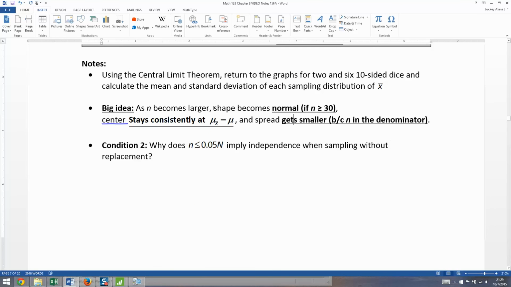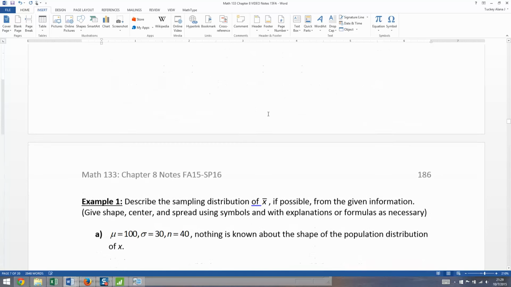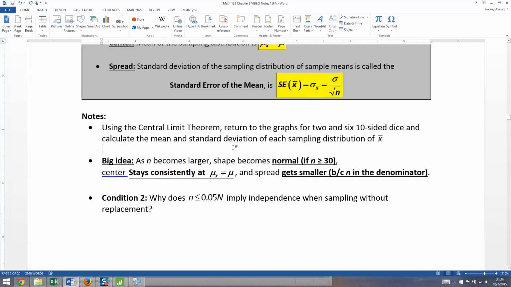There we have it. So just to recap, as n becomes larger, your shape is either normal to begin with or it becomes normal if your n gets large enough. Your center is at mu, the mean, and then your spread gets smaller and smaller, and it turns into standard error, sigma over square root of n. The larger your n is, the smaller your spread is. Everything else is pretty consistent, namely the shape and the center.